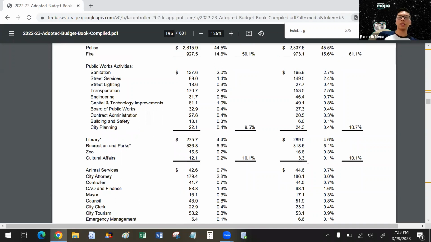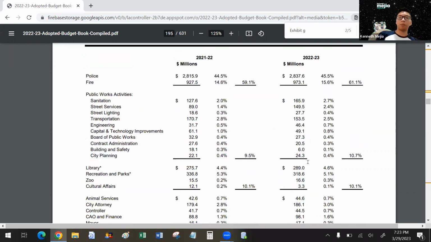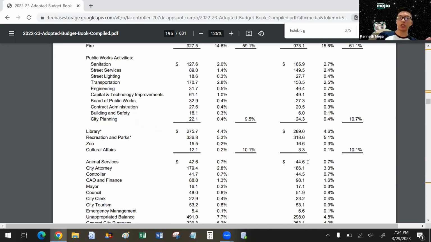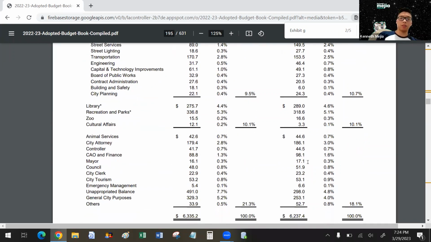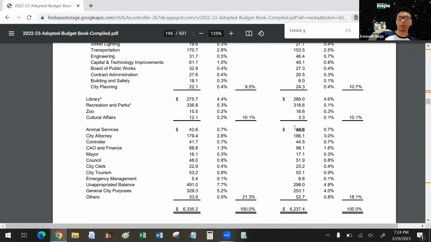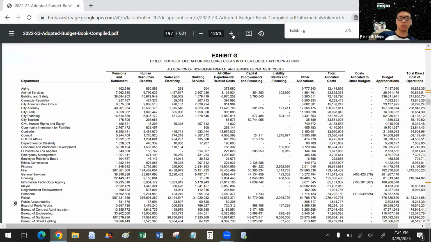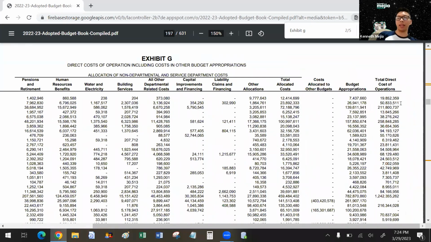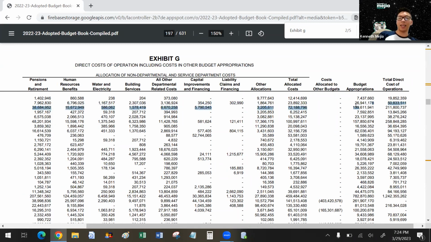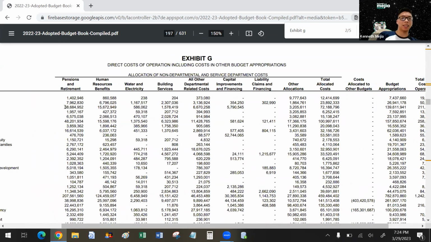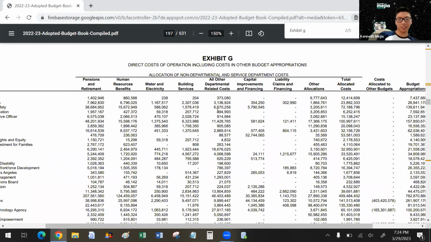So, these discretionary or unrestricted revenues pay for a lot of the total budgets of these departments, right? Using animal services, for example, 44.6 million is the unrestricted revenue amount. If you go down to Exhibit G and you want to know how much their total budget is, you could see here that it's 50.8 million. So of this 50.8 million, 46 million is unrestricted revenues. And you could tell, it's going to pay for their operations here, and also for some of these other costs, like their pensions and their benefits and whatnot.